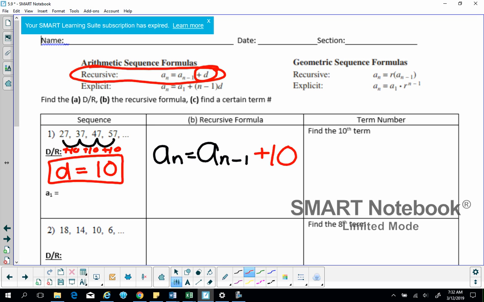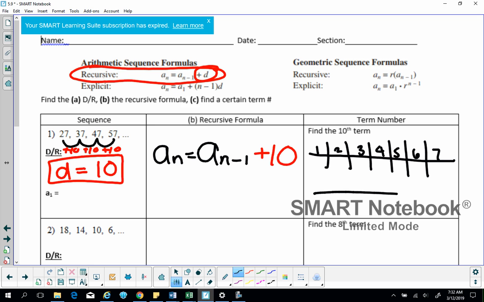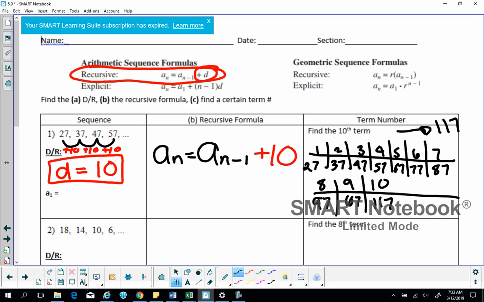Then they want me to find the 10th term. So you're going to make a table like this and figure out, okay, I need to get to my 10th term. And you won't have to do this for long because next period we're learning explicit and you'll usually use that. So I know what is my first term here. 27. What's the next one? Keep going. Perfect. So my 10th term would be 170. That's it.